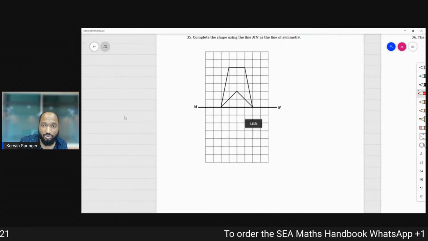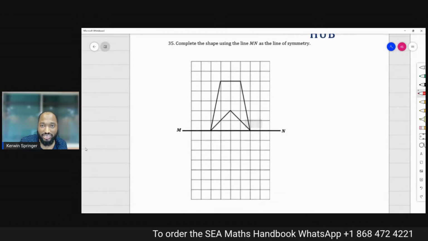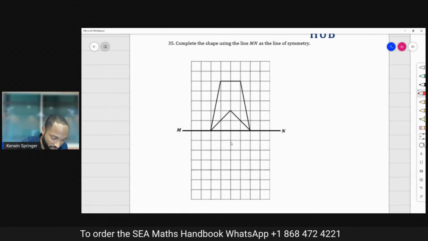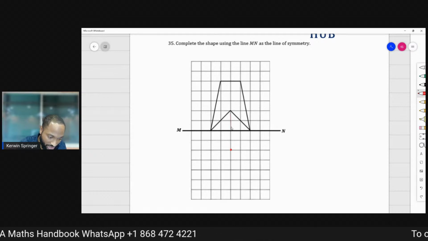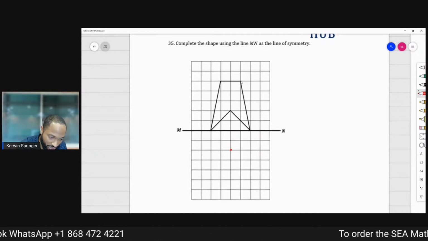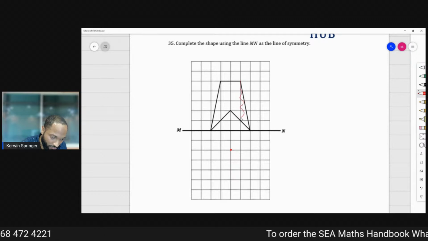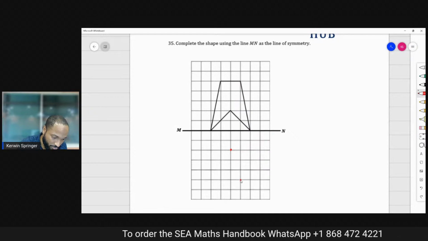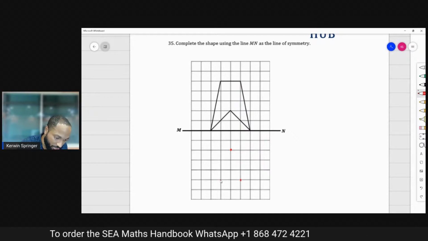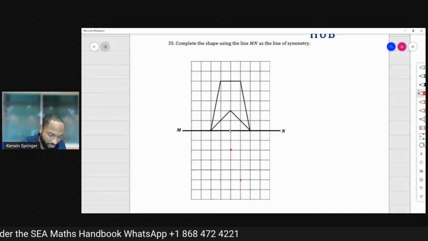Number 35, complete the shape. Oh gosh, I don't love when I see this in a paper. Just make sure I don't get it wrong, because that could be real sad. So I like to put little dots to represent how far away each thing was. This was 1, 2, 3, 4, 5. So 1, 2, 3, 4, 5. Boom. So the next one was about there. And now I have everything.